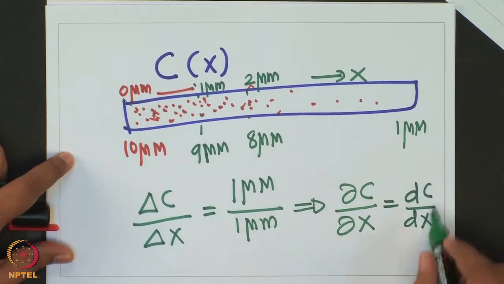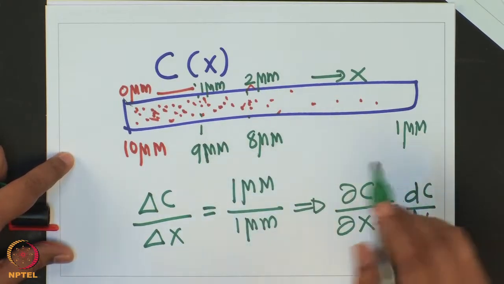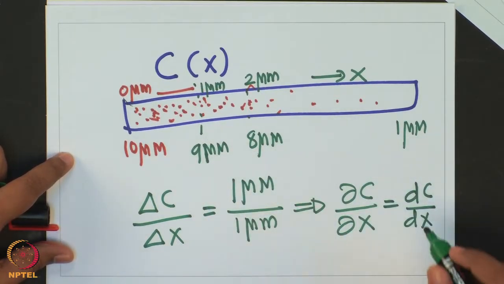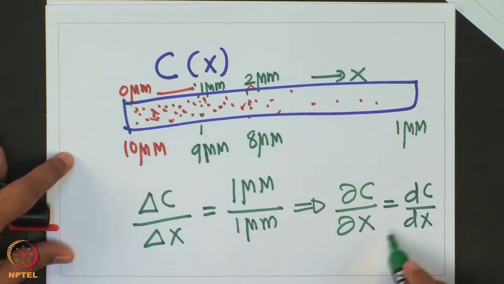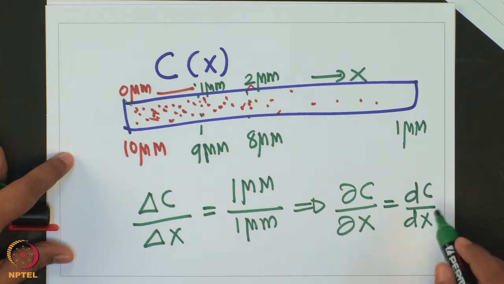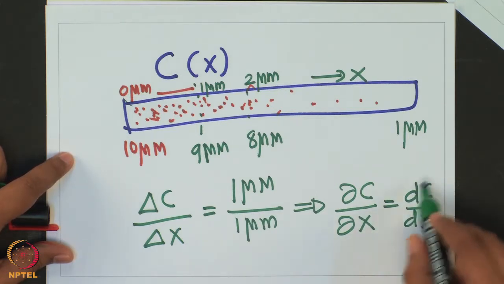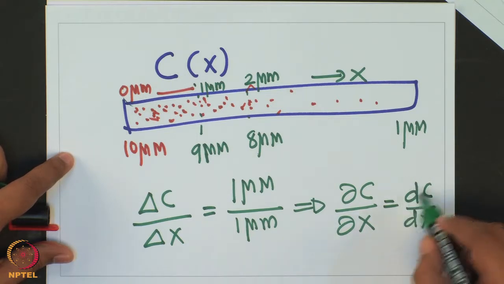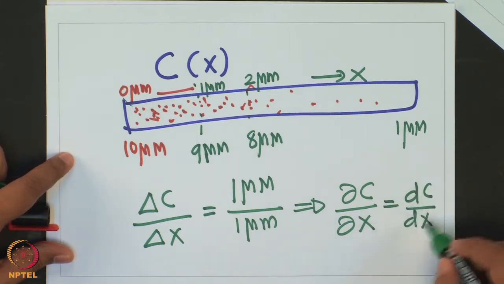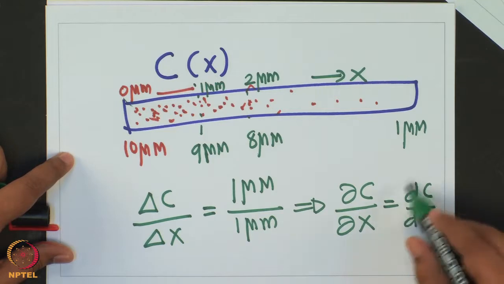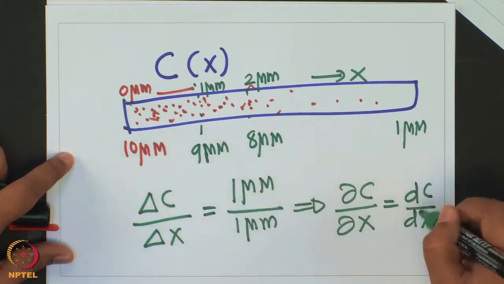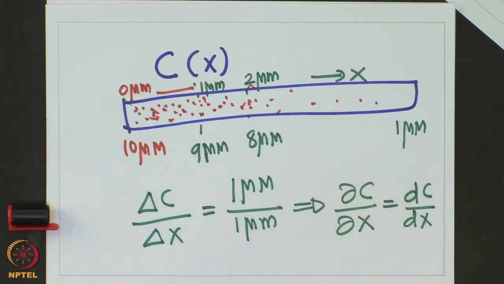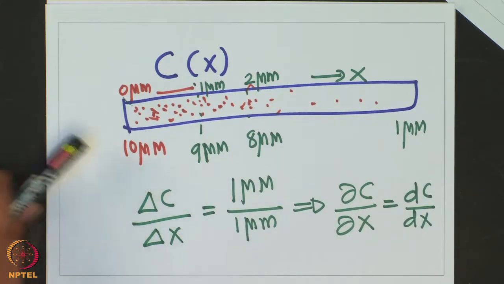So I would use dc by dx here. I neglect time and other things and only assume that it is changing along x, and the only variable is x. Therefore, this is dc by dx. So dc by dx is the change in concentration, and mathematically we represent the change in concentration as a derivative, dc by dx. As I go along x, the concentration changes. So that is what this dc by dx means.